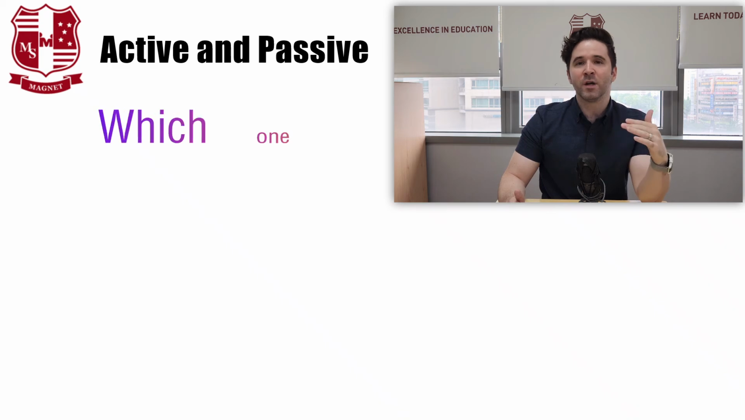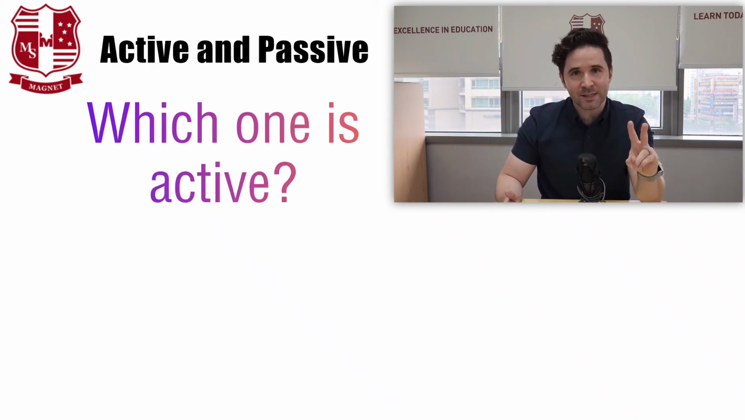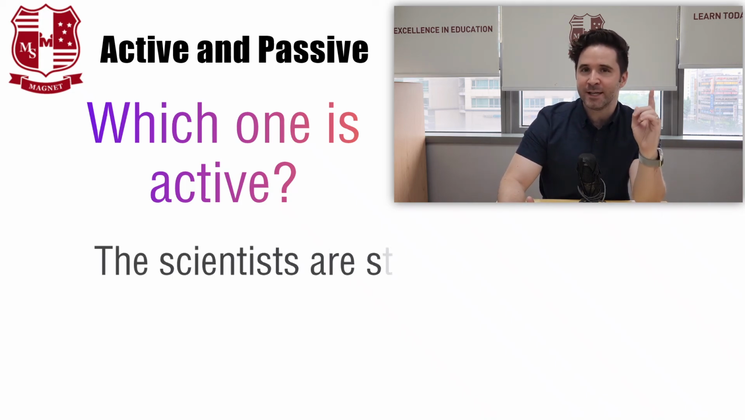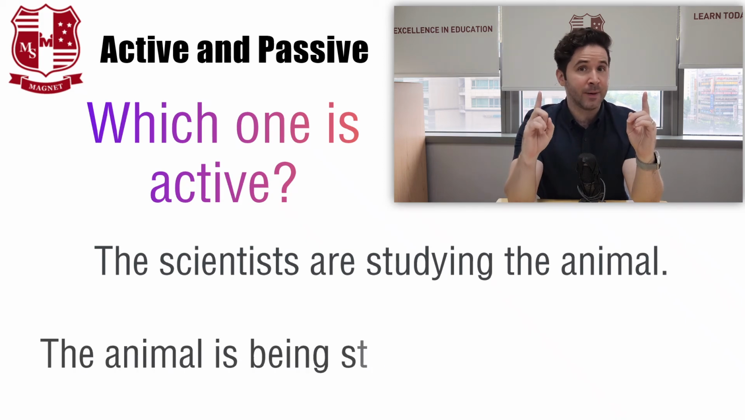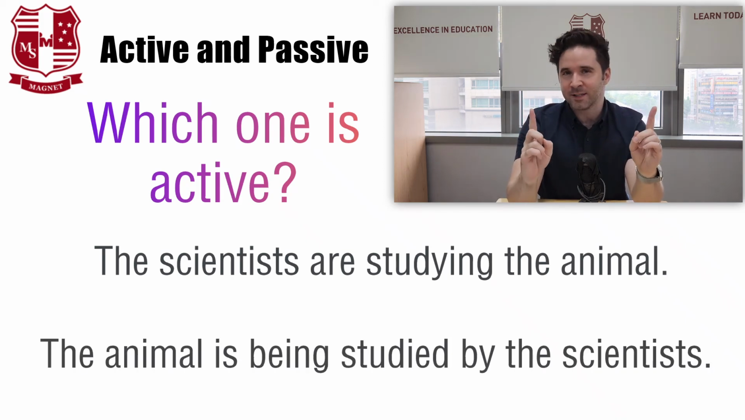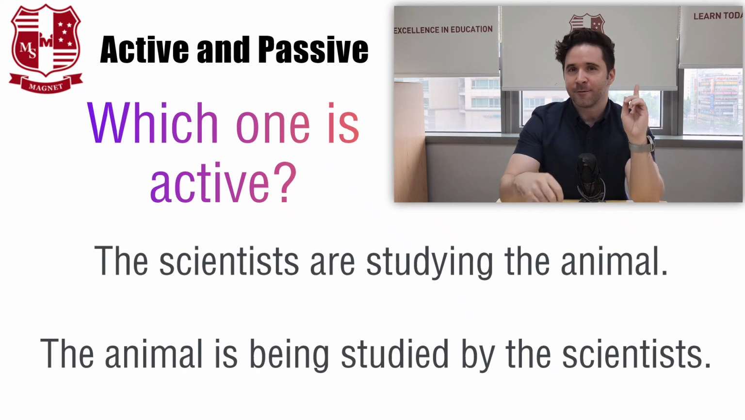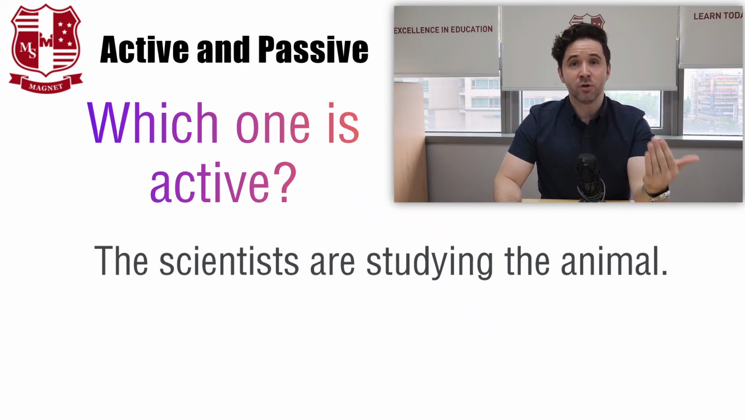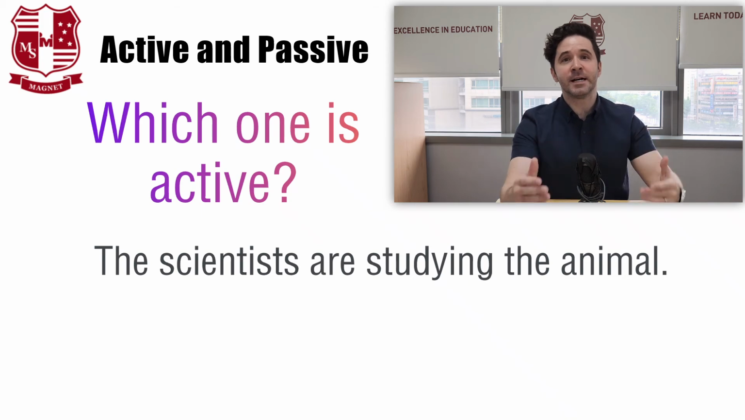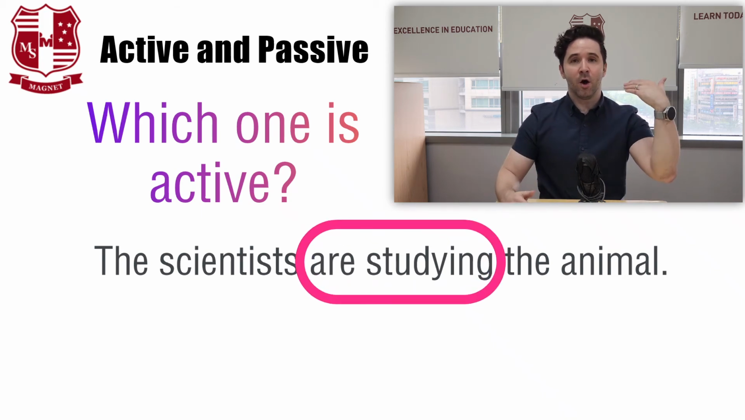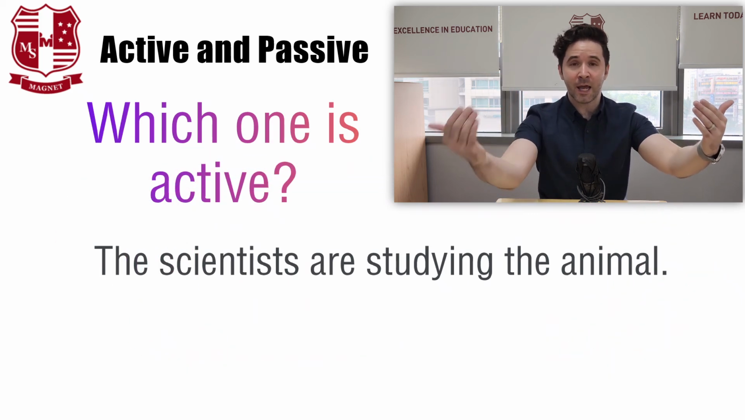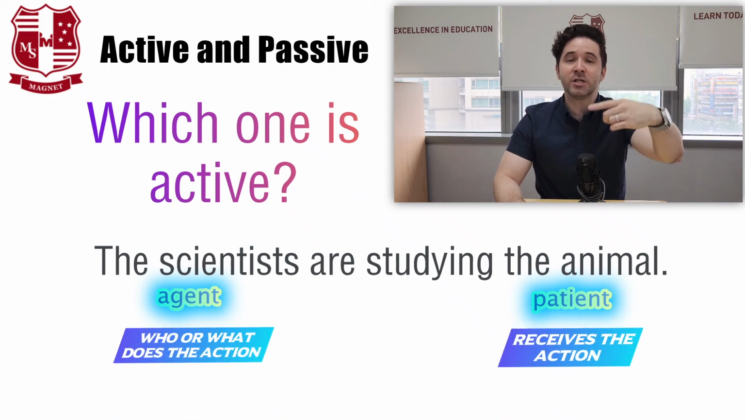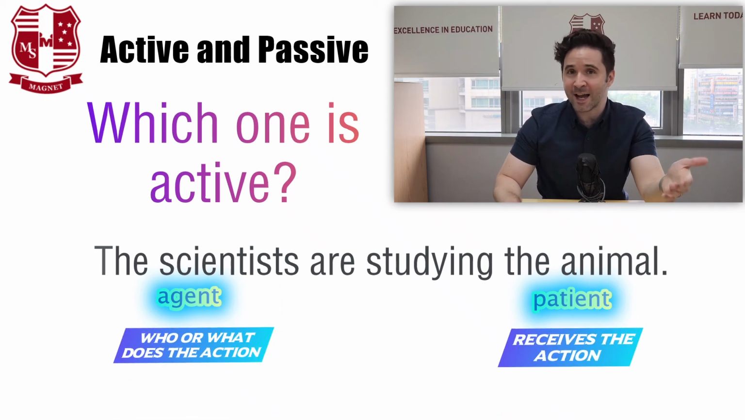The first one is which one is active voice. I'll give you 2 sentences. You tell me which one is active voice. The scientists are studying the animal. The animal is being studied by the scientists. Which one is active? The first one is the active sentence. The scientists are studying the animal. How do you know that? The main verb is study, are studying, and are the scientists studying or is the animal studying? The scientists are studying. That is before the verb. The agent is before the verb, so this is active.